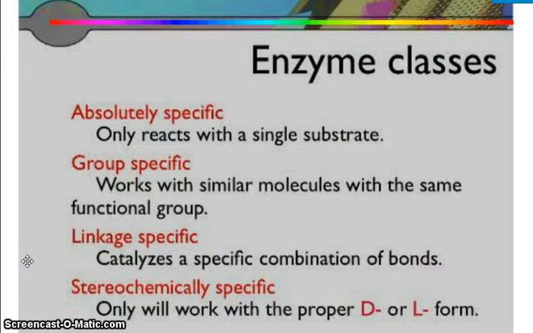Enzyme classes: absolutely specific enzymes only react with a single substrate. Group specific enzymes work with similar molecules with the same functional group. Linkage specific enzymes catalyze a specific combination of bonds. Stereochemically specific enzymes only work with the proper D or L form.